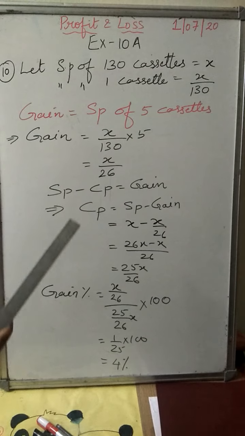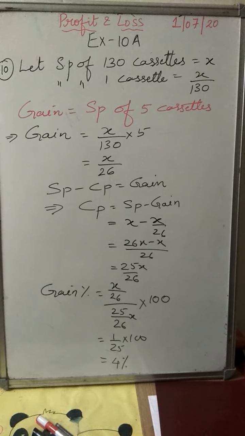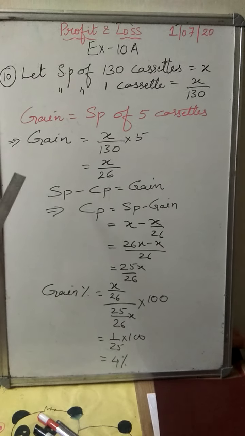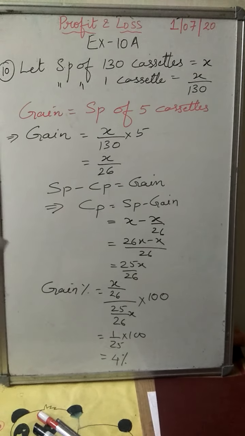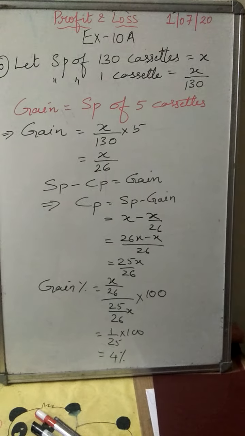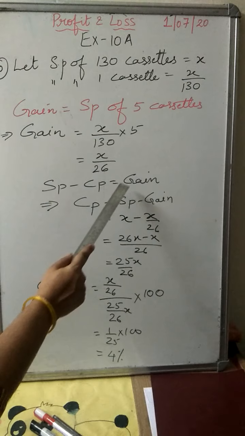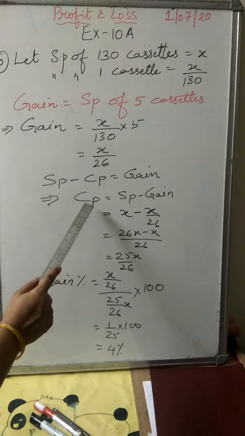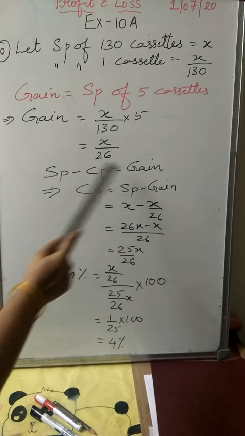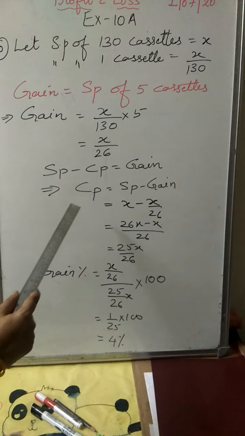Now since we already know this is gain, selling price we know, gain also we know. What we don't know is cost price. So we have to calculate gain percent, for which the formula is gain by CP into 100. So we need cost price. Therefore using the formula SP minus CP is equal to gain, you have to calculate cost price. So this cost price will go to that side, so it will become plus, and gain will come to this side, so it will become SP minus gain. And I think you have studied this formula also.